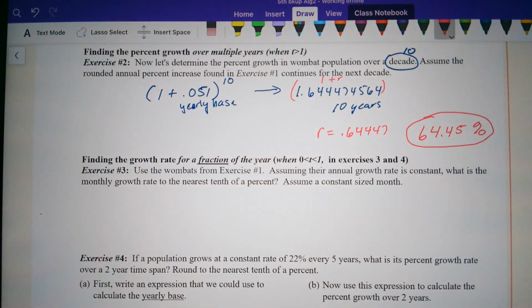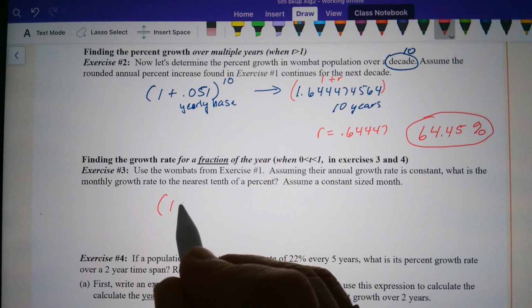Finding the growth rate for a fraction of a year. This is when t is greater than 0 but less than 1. So we're using that same example with our wombats having a yearly growth rate of 5.1%. Use the wombats from exercise number 1, assuming their annual growth rate is constant. What is the monthly growth rate to the nearest tenth percent?